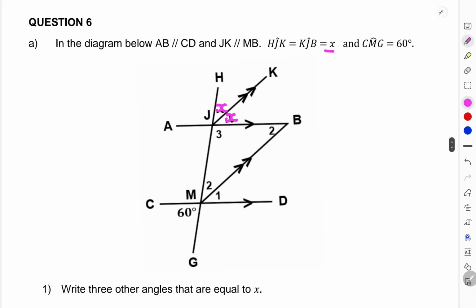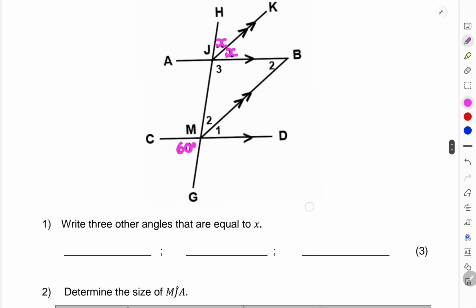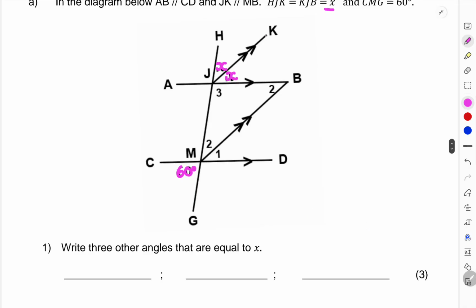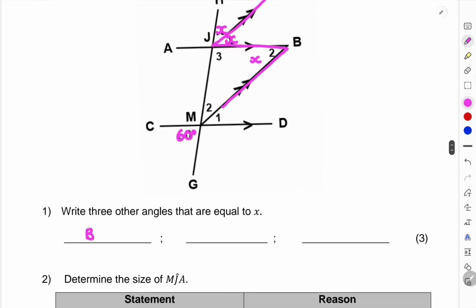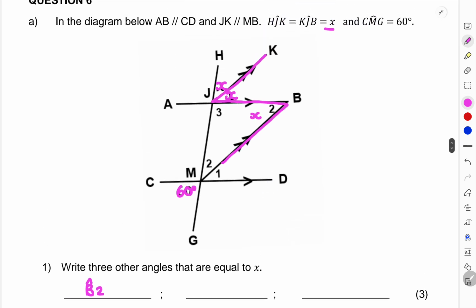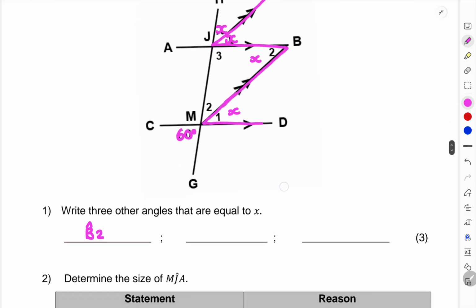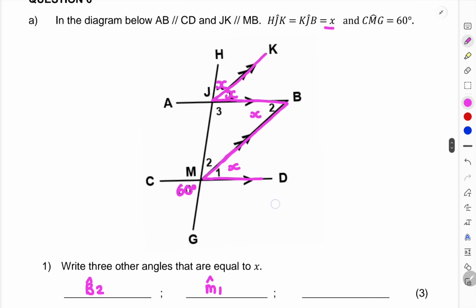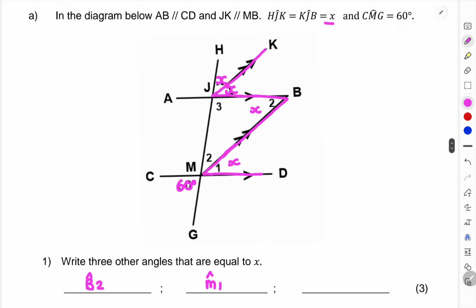So it's equal to x, x, just showing you that they're the same size. And CMG is 60 degrees, which luckily they've indicated. Then they say write 3 other angles that are equal to x. So let's have a look. Can you see that B2 will also be equal to x because of alternate angles? You don't have to state the reason, we can just say which angle is equal to that. And if you continue with that, can you see that M1 will also be equal to x? And another one that would be equal to x, let's have a look.